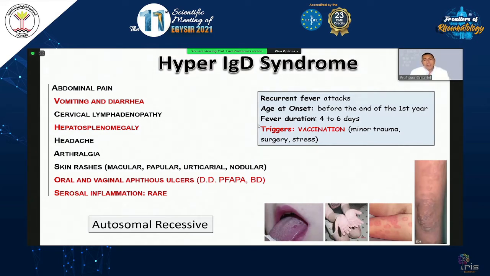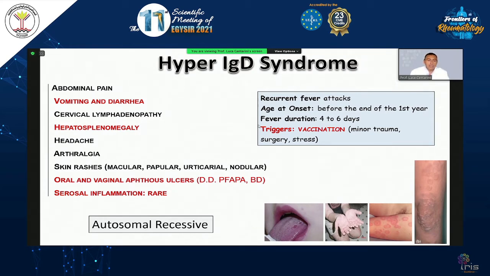Going on, hyper-IgD syndrome is a further autosomal recessive autoinflammatory disorder. Patients usually show abdominal pain, gastrointestinal symptoms such as vomiting and diarrhea, cervical lymphadenopathy, hepatosplenomegaly. Patients may also present aphthous stomatitis, and for this reason, hyper-IgD syndrome is a differential diagnosis with the PFAPA syndrome, but also with Behçet disease.